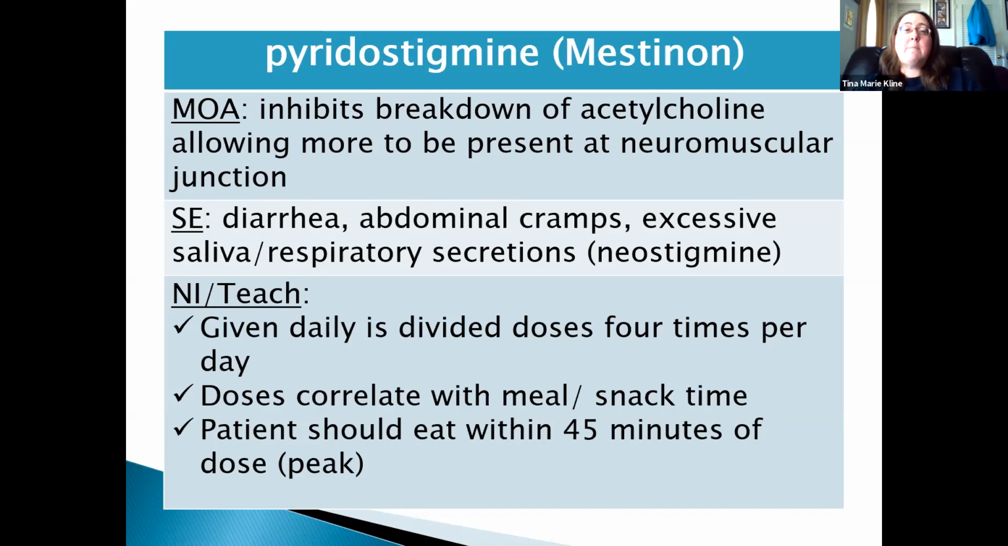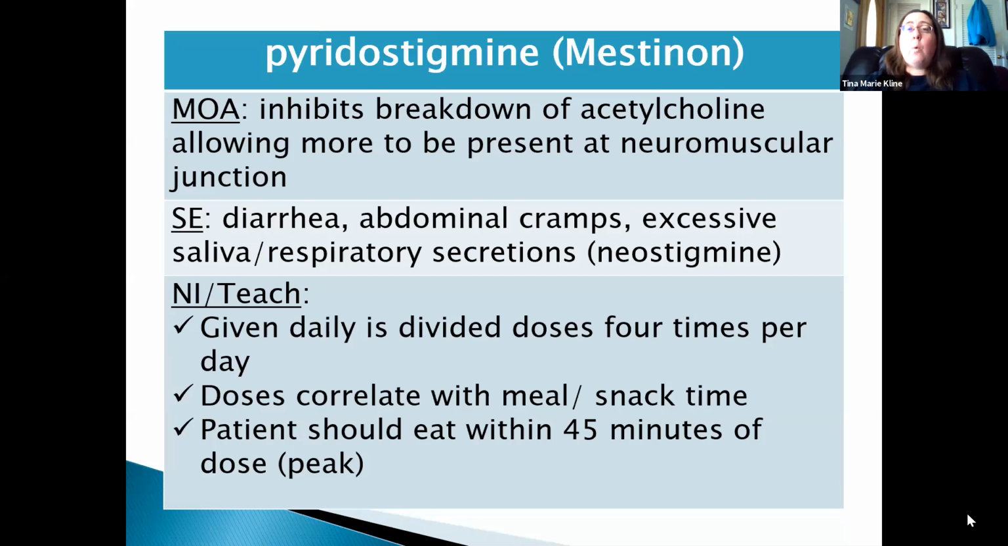With the neostigmine in particular, which is a slightly different form, you can see an increase in secretions, okay? This kind of ties into the diarrhea piece, but you can see excessive saliva production or respiratory secretions. That can become a problem if your patient is not able to clear their own airway. So when we think about our myasthenia gravis patients, we worry about airway and we worry about ventilation. Those are our two top priorities with this medication.